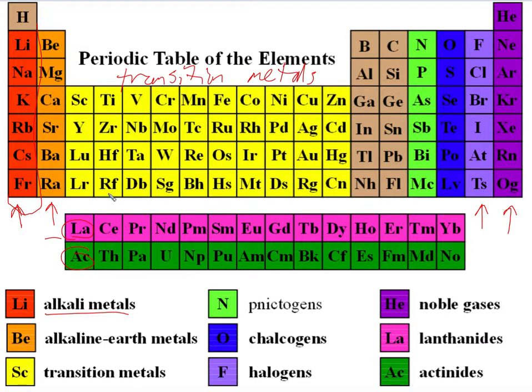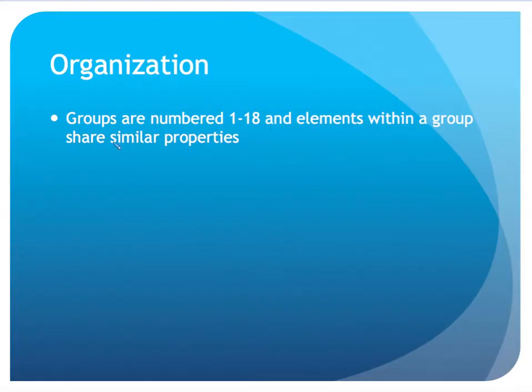But they are called families. The reason they're called families is because just like you and your siblings look alike, these guys react the same. So the noble gases are very unreactive. Your halogens are highly reactive. Your alkali metals, highly reactive. Alkaline earth metals all react in a very similar fashion. And so your groups, your families, your columns, number 1 through 18, elements within it have similar properties.